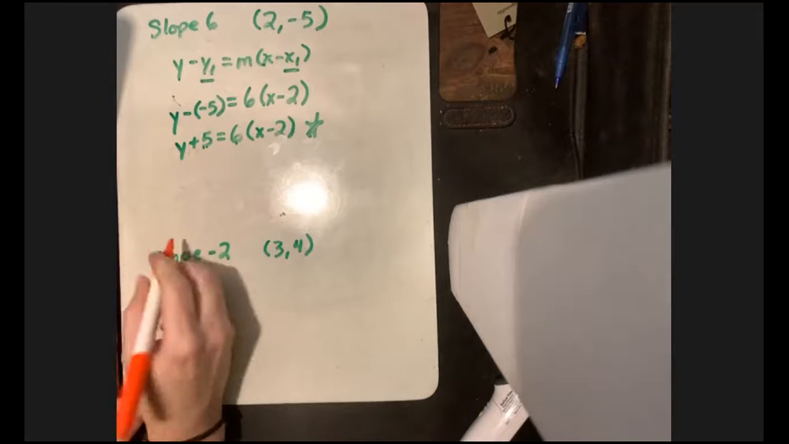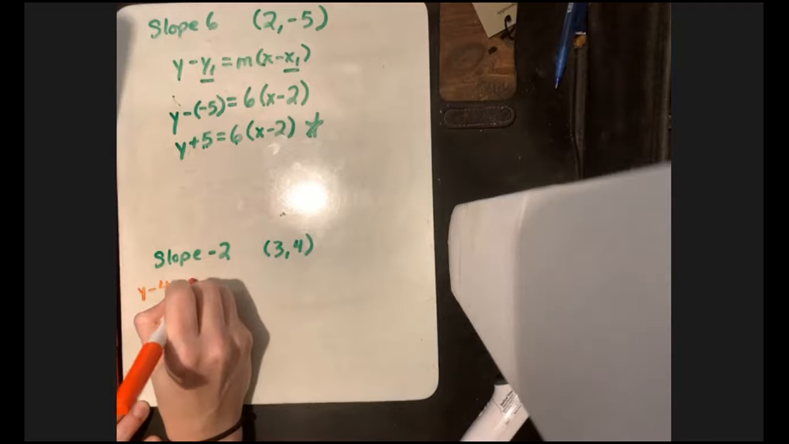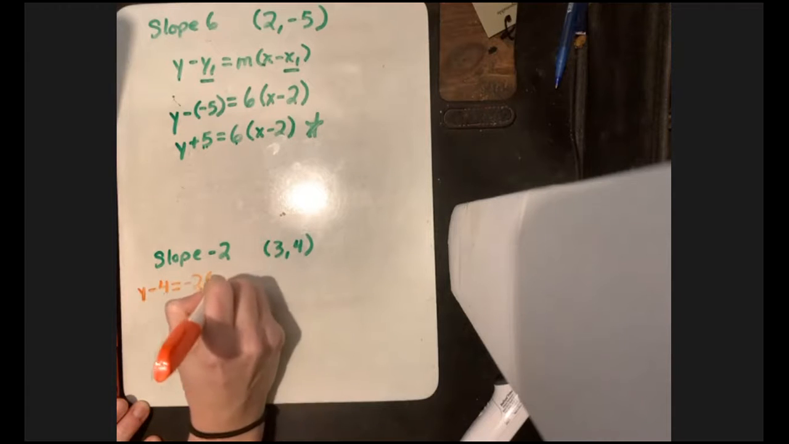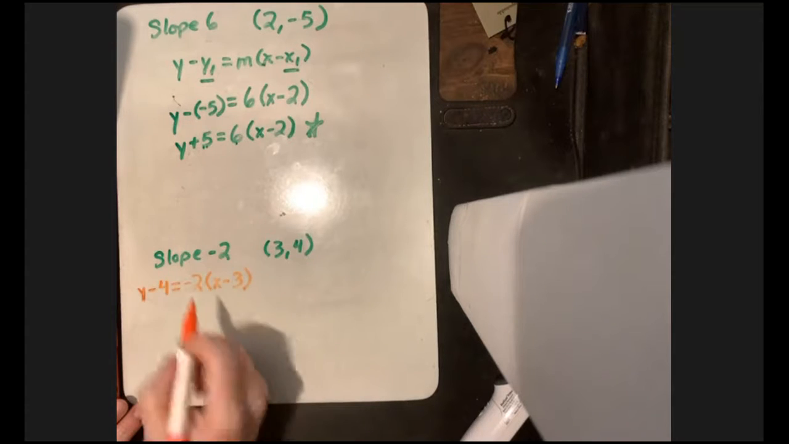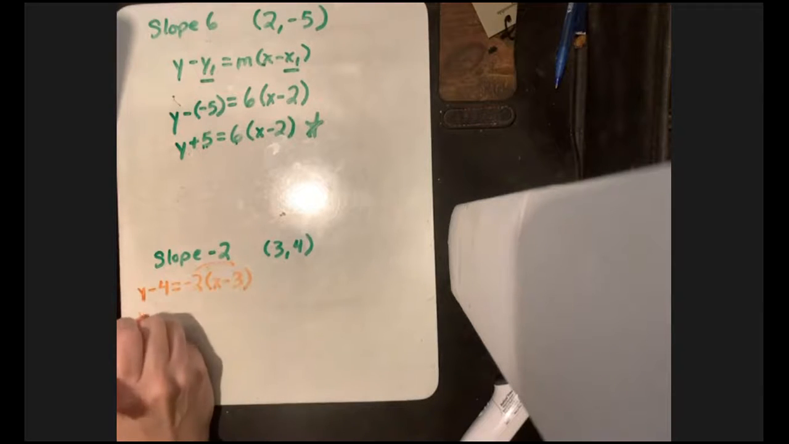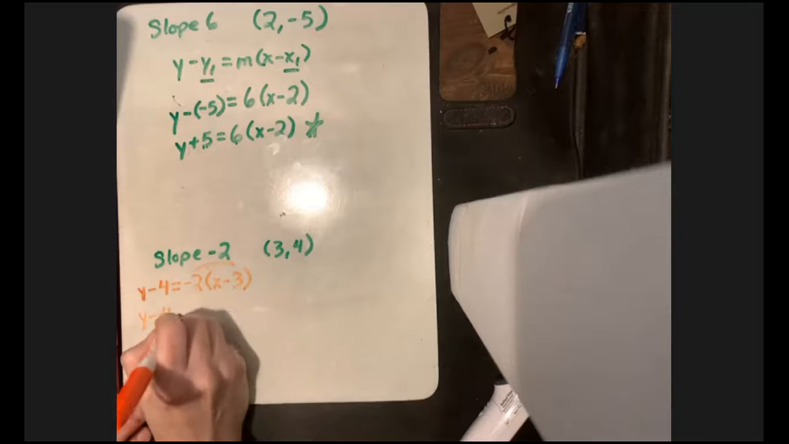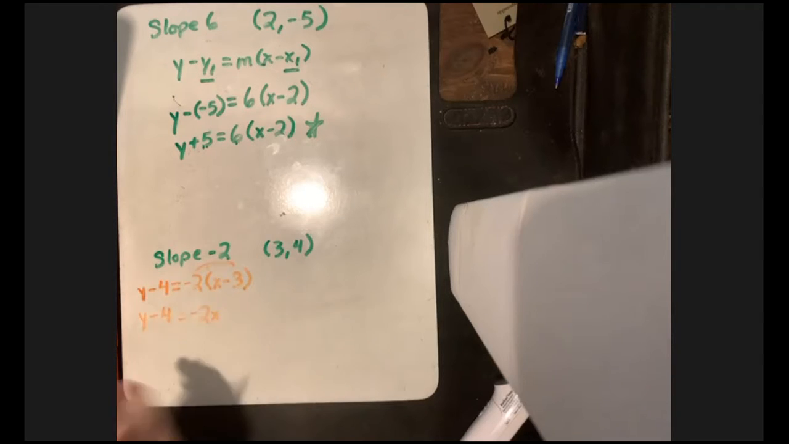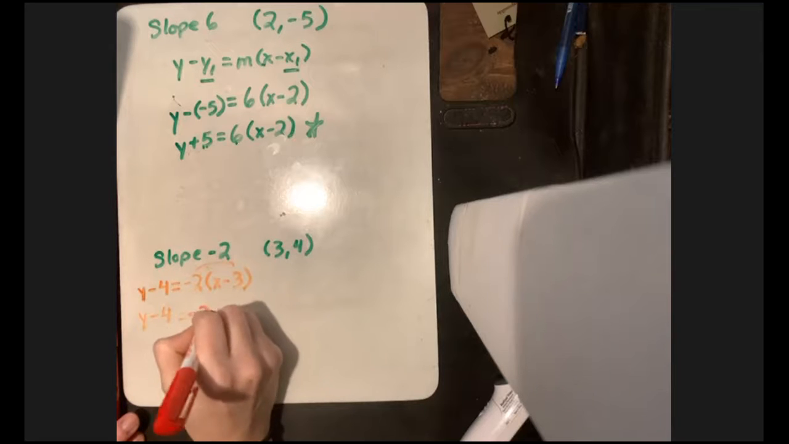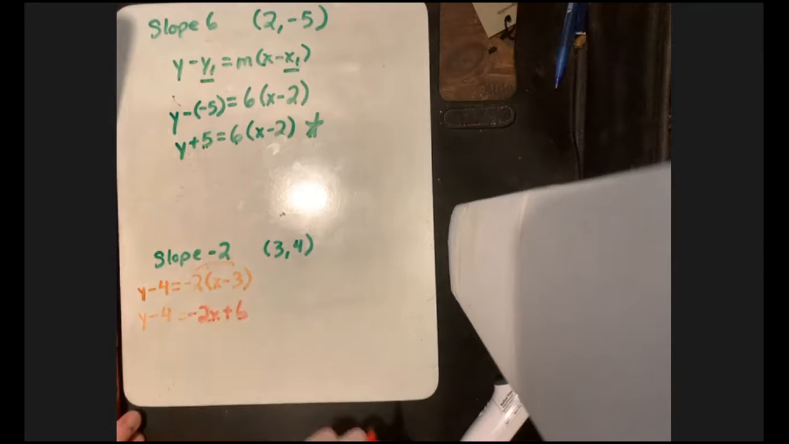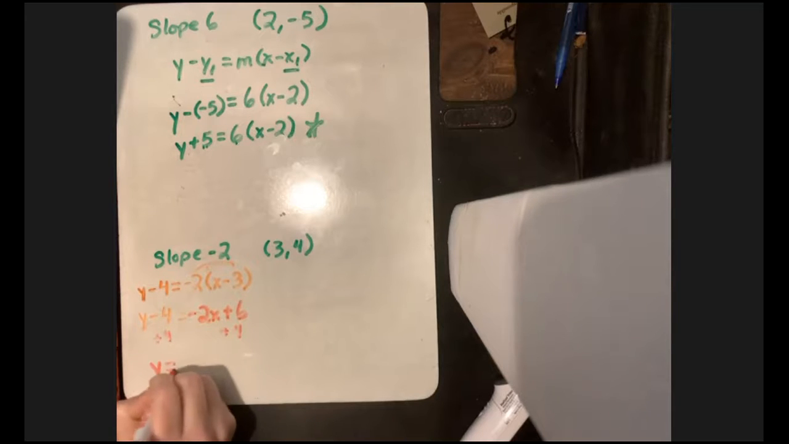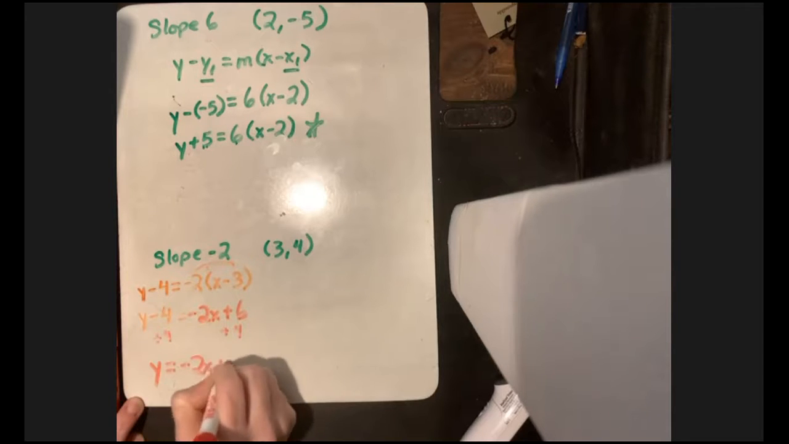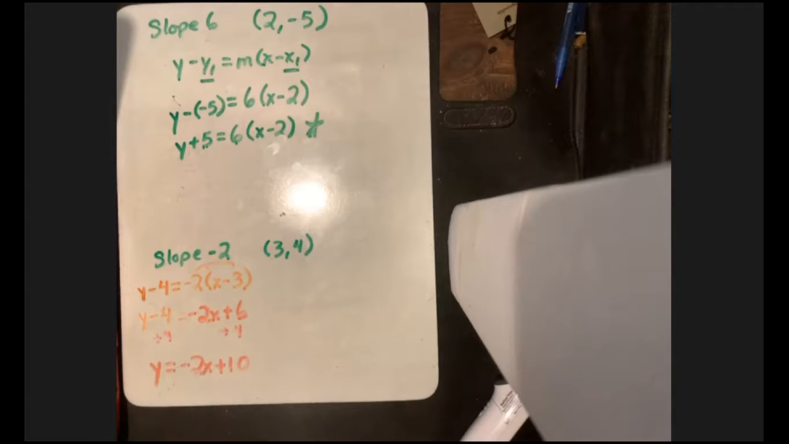So we would have y minus 4 equals -2 times (x minus 3), okay? Only this time we are going to go ahead and try and finish moving this through. So we would distribute. So I'd have y minus 4 equals -2x plus 6. And then we would move the 4. So we wind up with y equals -2x plus 10. Okay, so there's where we end up.